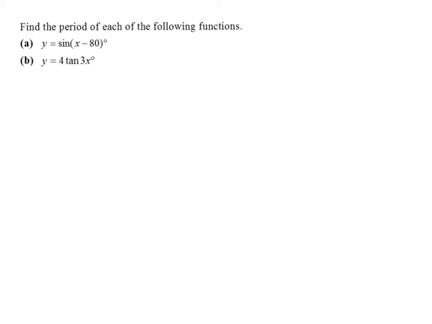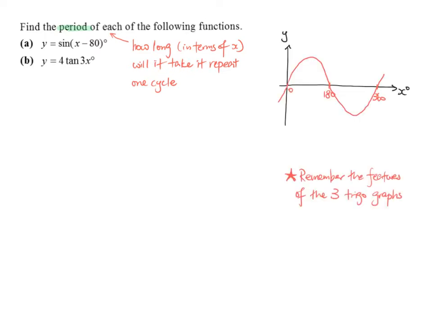Now after domain, let's talk about period. So period basically means how long, in terms of the independent variable, the x, will it take to repeat one cycle? For the sine graph, you have to remember how it looks in the beginning for a general graph. This is a sine graph. Of course, you have to remember all three graphs.